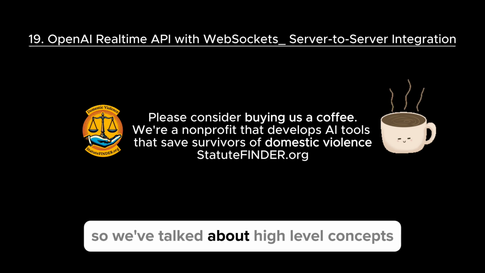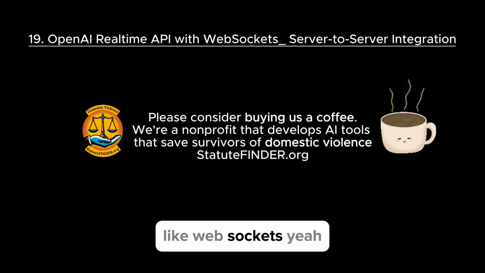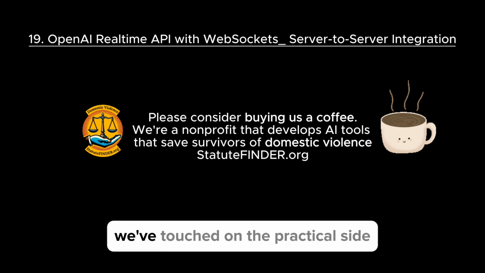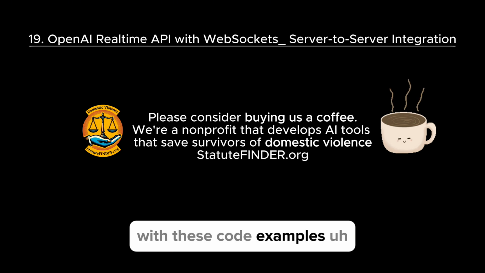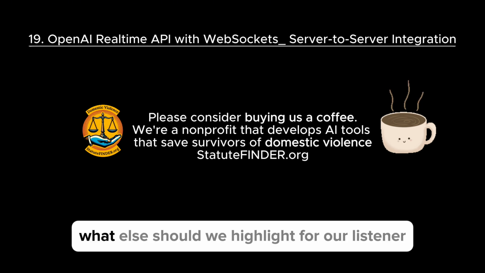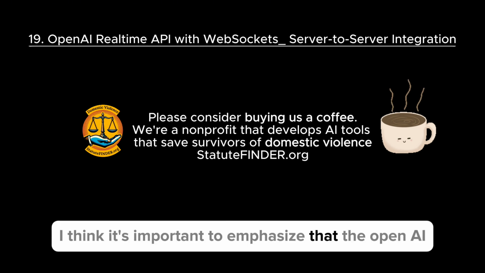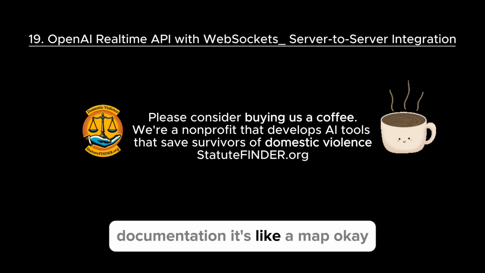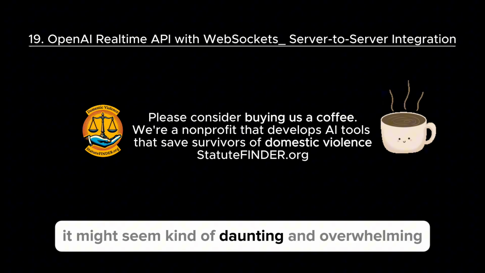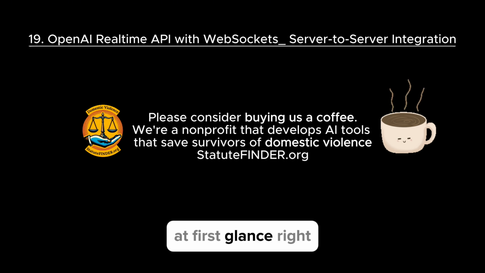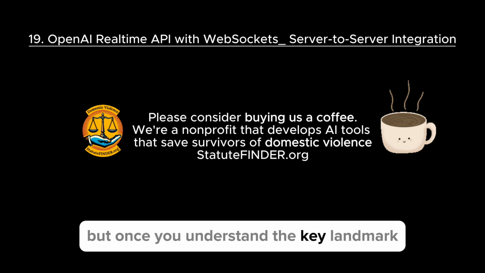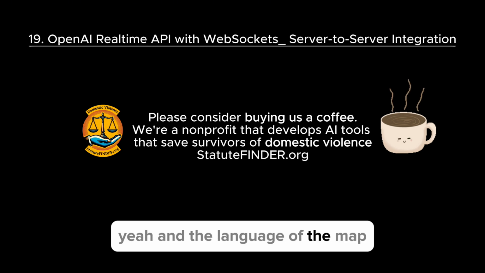So we've talked about high-level concepts like WebSockets and events. We've touched on the practical side with these code examples. What else should we highlight for our listener before we wrap up? Well, I think it's important to emphasize that the OpenAI documentation is like a map. It might seem kind of daunting and overwhelming at first glance, but once you understand the key landmarks and the language of the map, you can navigate it with confidence.